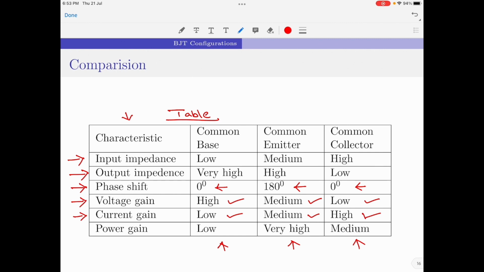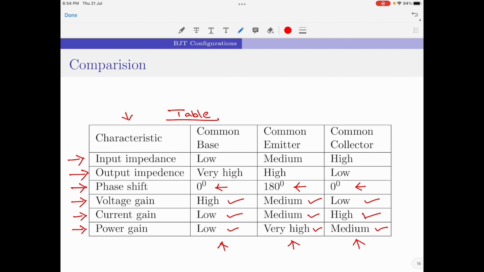Coming to the last characteristic, which is the power gain. The common base has low power gain, common emitter has very high power gain because it has both voltage as well as current gains, and the common collector has medium power gain.